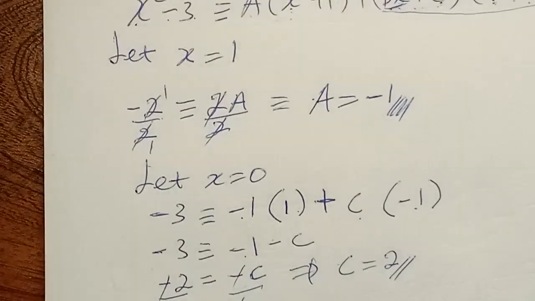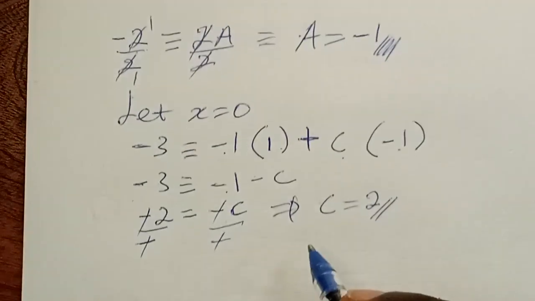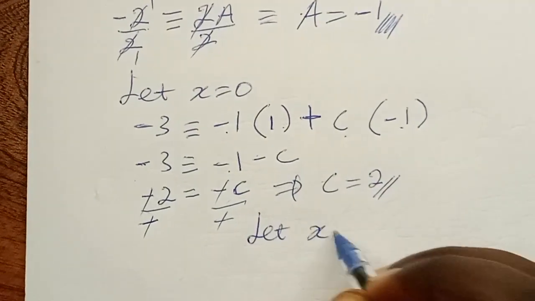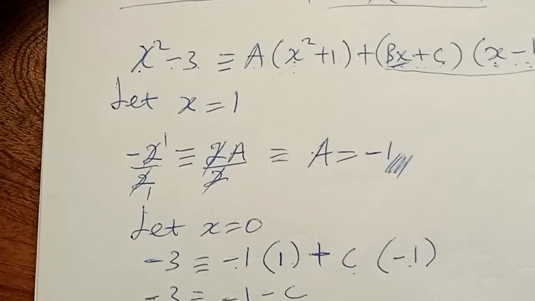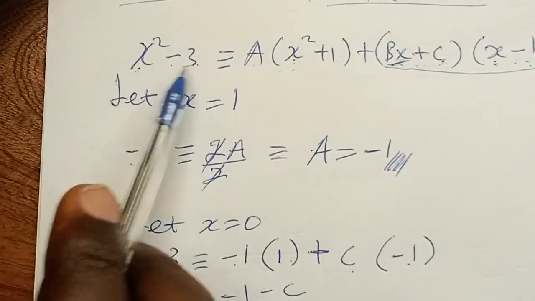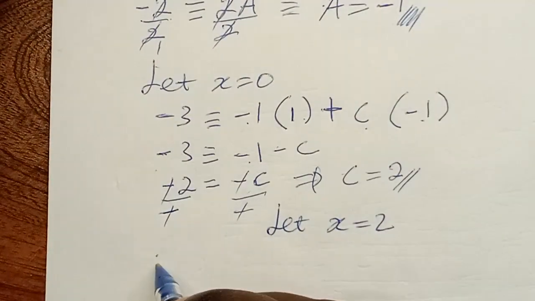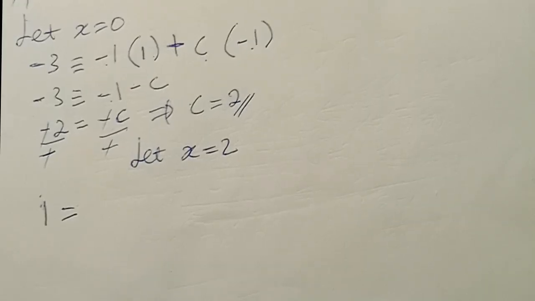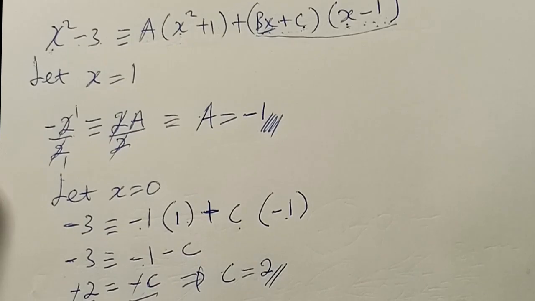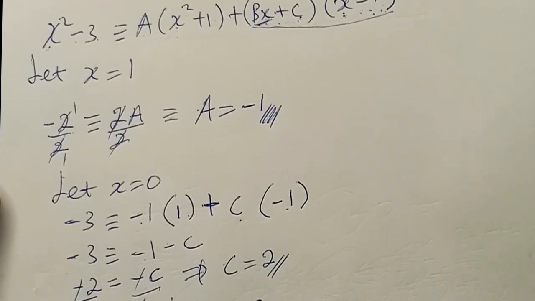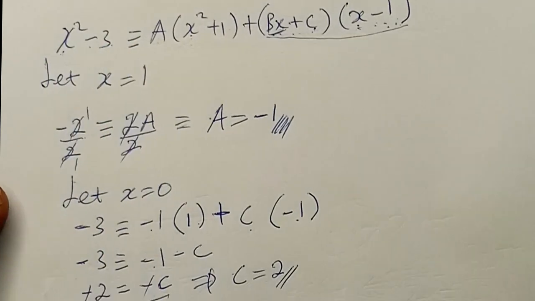Let's start from this expression here, x squared minus 3. Let x be equal to 2. In the x squared here, 2 squared is going to give us 4. 4 minus 3 is going to give us 1. So we have 1. If x is equal to 2, by substituting 2 in this expression, 2 squared, which is 4, minus 3, is going to be equal to 1.